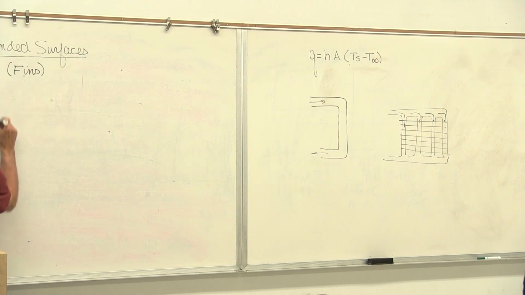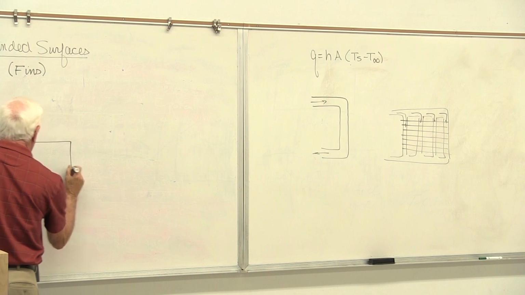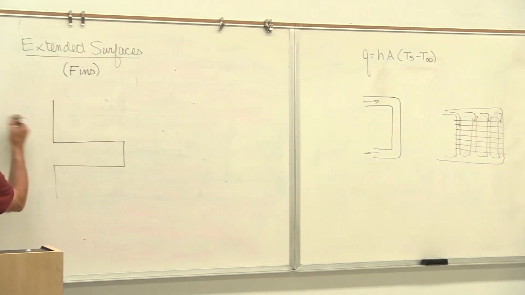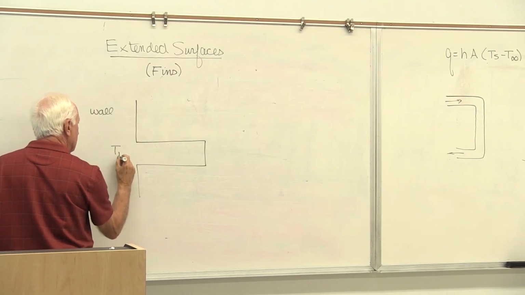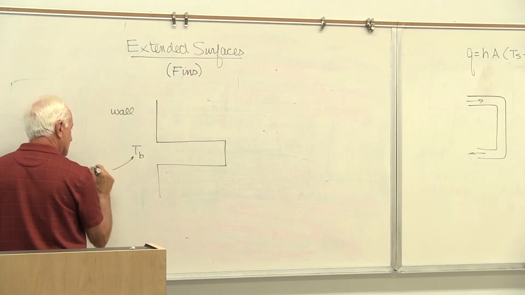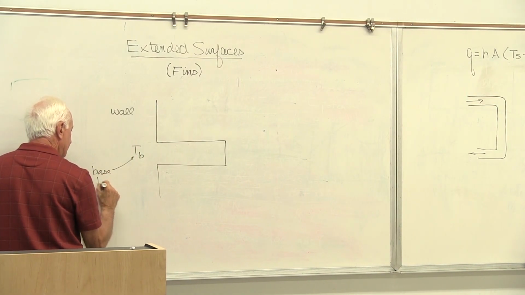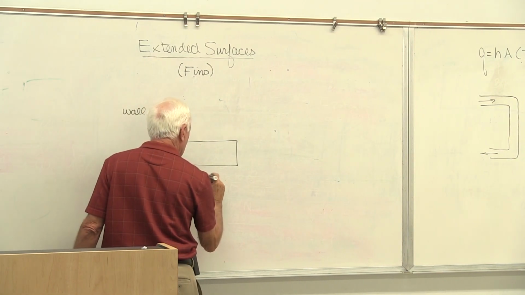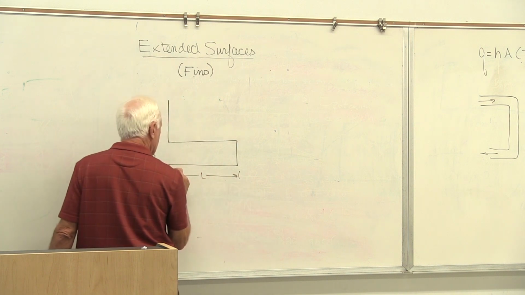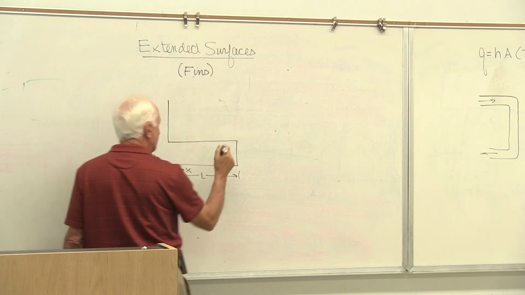All right, let's draw a picture of a typical fin. It's going to be a very simple fin. It's called a rectangular fin. This we call the wall it's attached to. The temperature here is called TB. This stands for base temperature, the base of the fin. The fin is of length L. We're going to measure X from the base out to the fin tip.